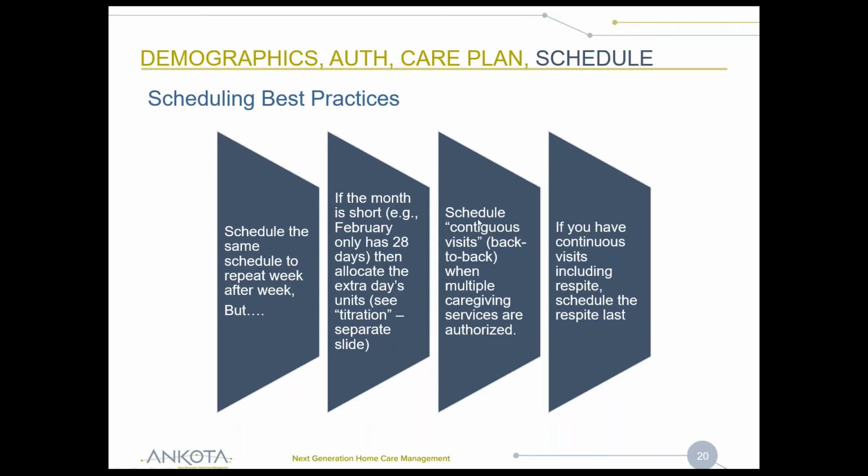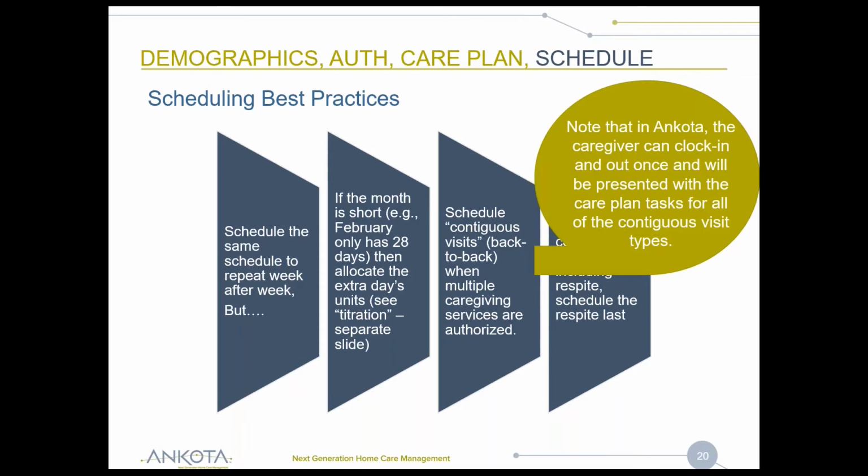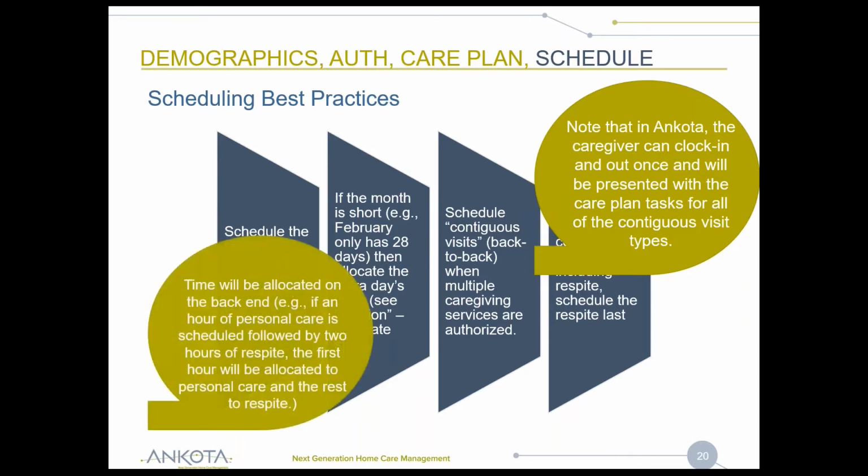And when we do have multiple services, we want to schedule them back to back. Another best practice is to put the respite last, right? Because we want to make sure that the caregivers are focusing on all of the tasks, and the respite is more to give the family a break. So the natural way of conducting the business is that the caregiver is going to go in and do their personal care and their homemaker, and then they'll stay more time toward the end to give the family a break. And as I think I mentioned 3 or 4 times, the caregiver gets to clock in and out only once.